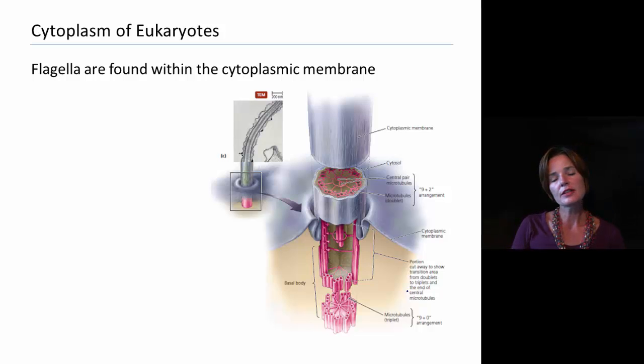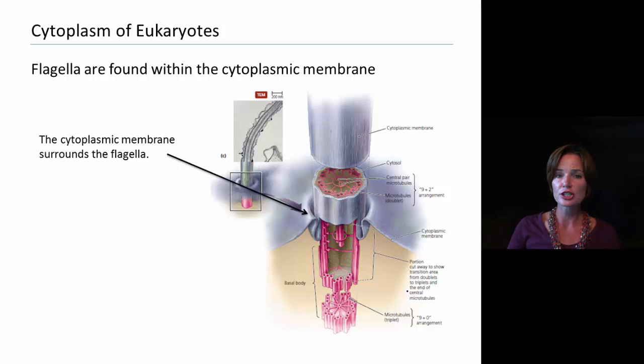All right, if we talk about the cytoplasm of eukaryotes, by cytoplasm we're talking about the cytoplasmic membrane and everything that's inside of that. Eukaryotic cells can have flagella too. The difference with their flagella is that they're actually found within the cytoplasmic membrane. So we do think of them as a projection from the cell, but it's a projection that is coated with the plasma membrane. That plasma membrane, shown in blue here, is actually going to cover the entire flagella. So it's really going to be stretched out beyond the outside of the cell.